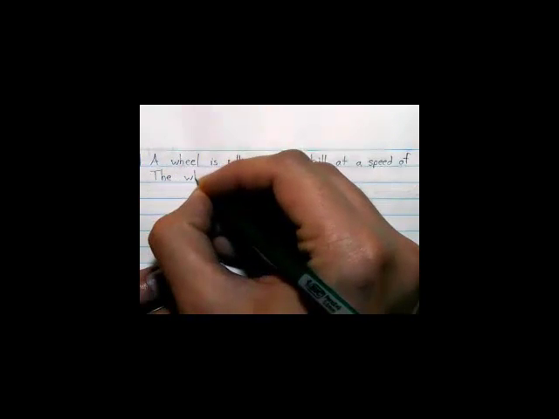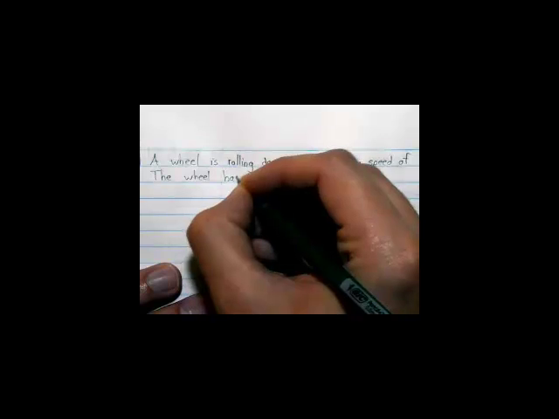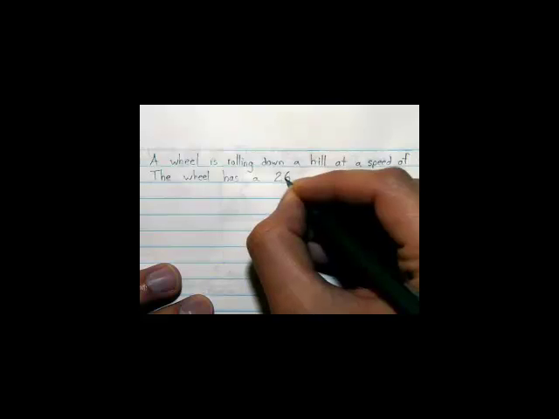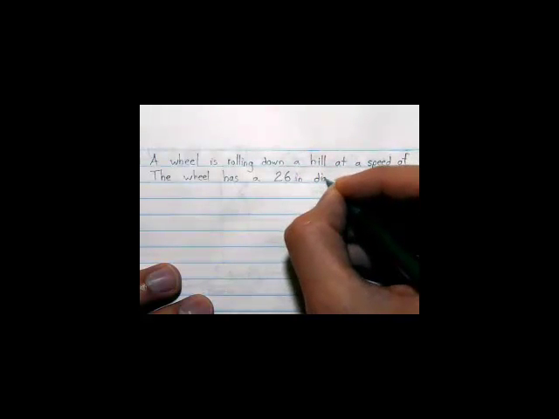All right, so we're gonna talk about a wheel rolling down a hill. So it is rotating at a speed of 5 rotations per second. So pretty fast. So the wheel has a 26-inch diameter.